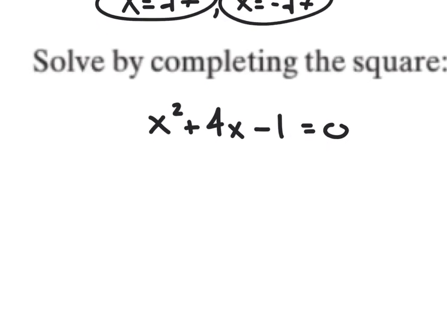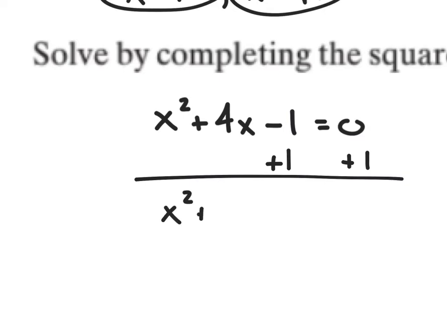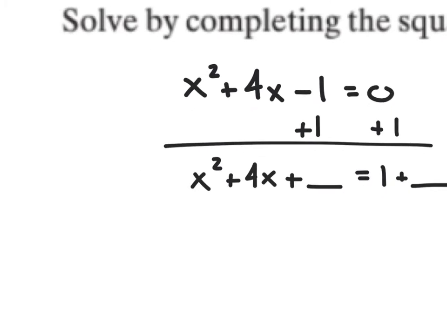So what I'm going to do is first move this negative 1 to the other side of my equal sign, and I get this. x squared plus 4x plus blank is equal to 1. And if I'm going to add some blank in here, I need to do the same thing over here, plus blank.